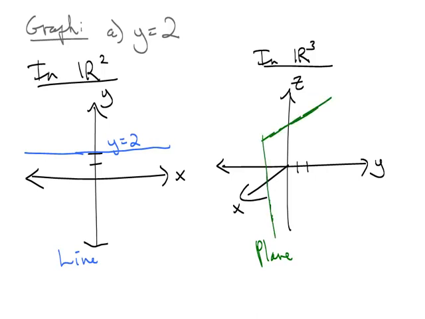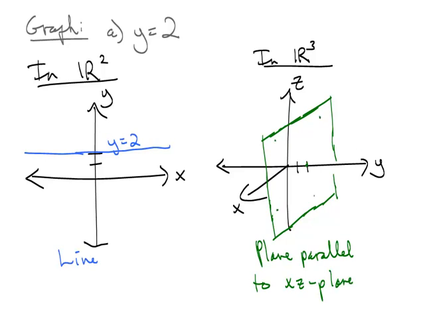But it's basically just a plane that is cutting through the y-axis at y equals 2. It's parallel, we could say, to the xz coordinate plane. And so any point on this plane is going to have a y-coordinate of 2. The x and z values rather will vary.